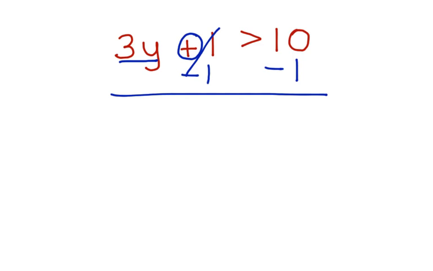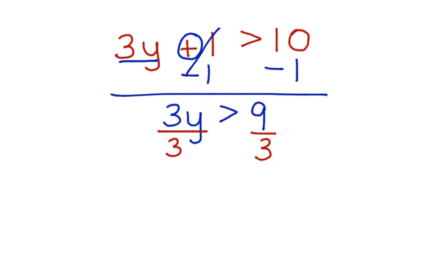These cancel. We bring down the 3y is greater than 10 minus 1, which is 9. Now we have multiplication left. We use the inverse operation and divide both sides by 3. And we have an answer of y is greater than 3. This is the solution for this inequality.